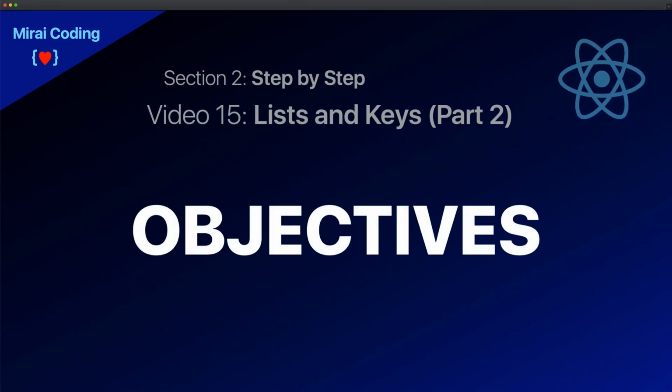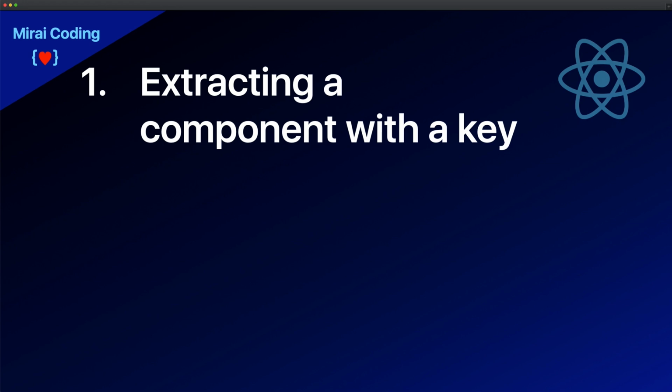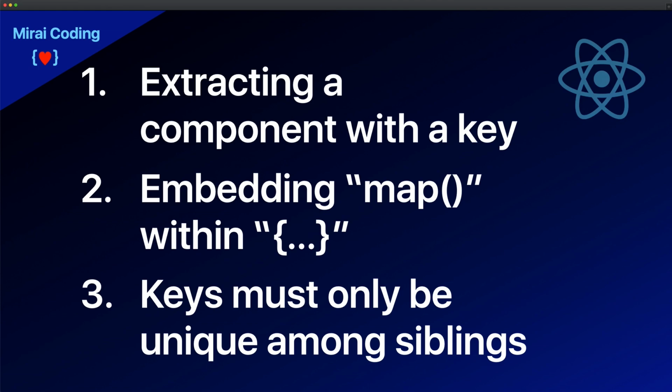Section 2. Video 15. Lists and Keys Part 2. We have three main objectives in this video. 1. We will show you how to extract a component with a key. 2. We will demonstrate embedding map within a JSX container. 3. We will explain that keys must only be unique among their siblings.